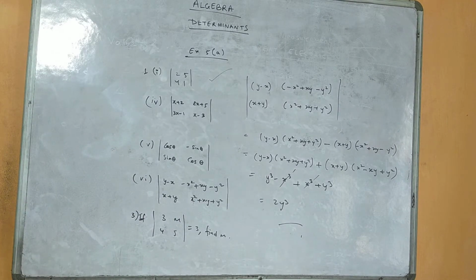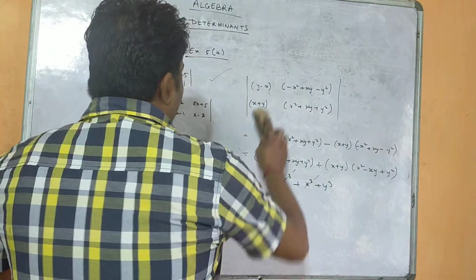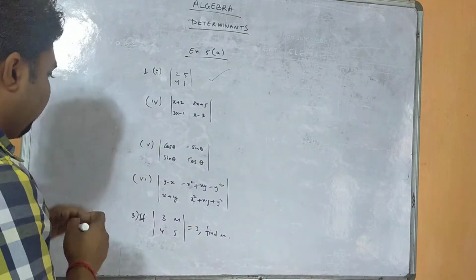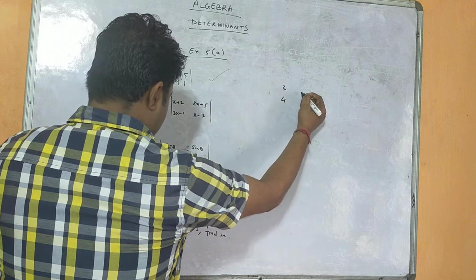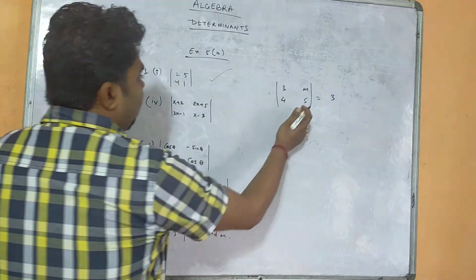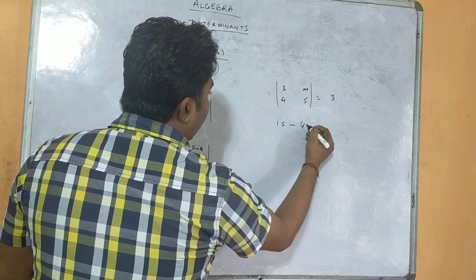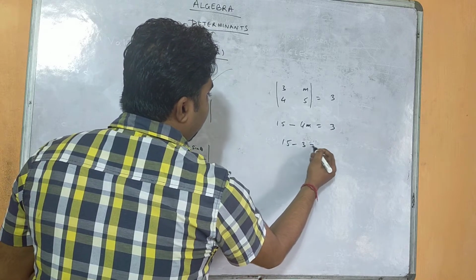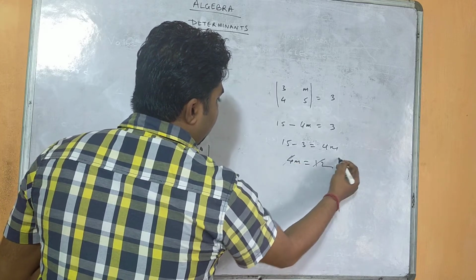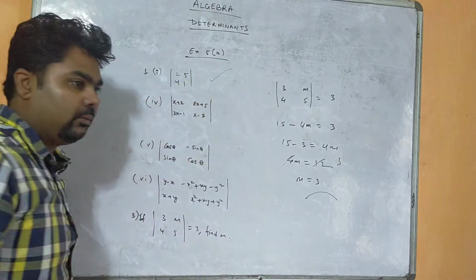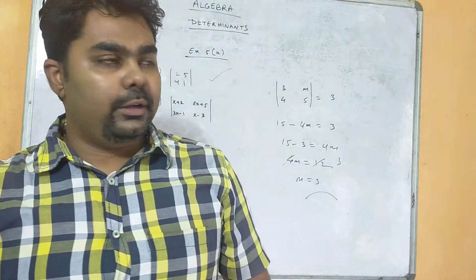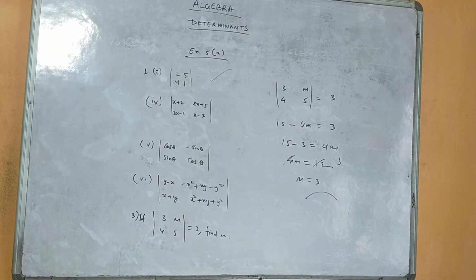Okay, so let's see our next question. In the next question we have to get the value of m. When it is asked to get the value of m here, that means 3, 4, m, 5 equals 3. Just cross multiply. 5 threes are 15 minus 4 into m, 4m equals 3, or 15 minus 3 equals 4m. So 4m equals 15 minus 3, that is 12. 4 threes are 12, that is m equals 3. So 3 is the answer. Okay, so this is how we are going to solve questions from this exercise, and we will solve a few questions from third order.